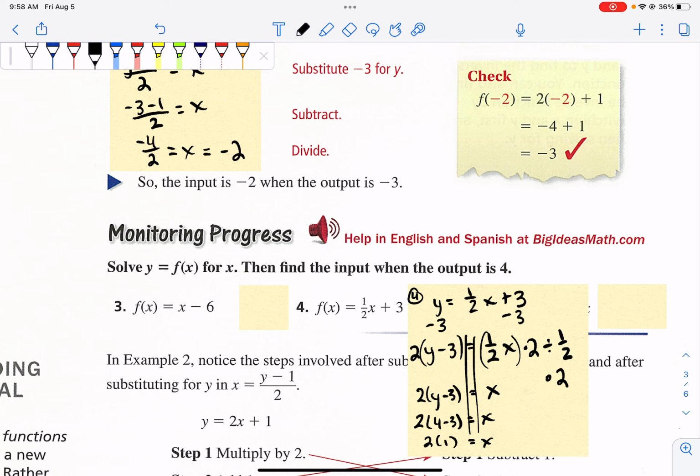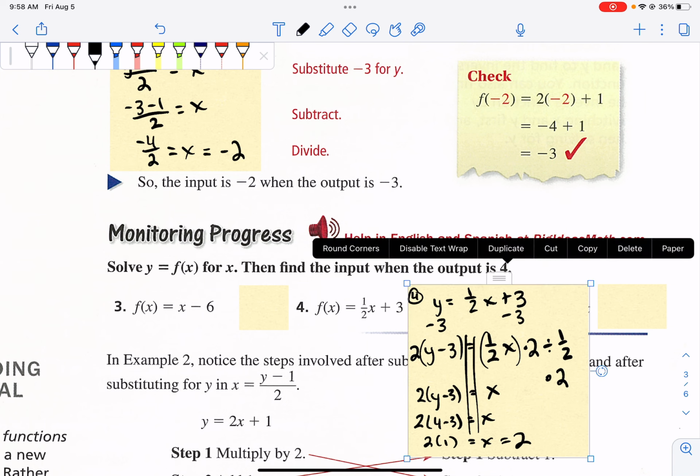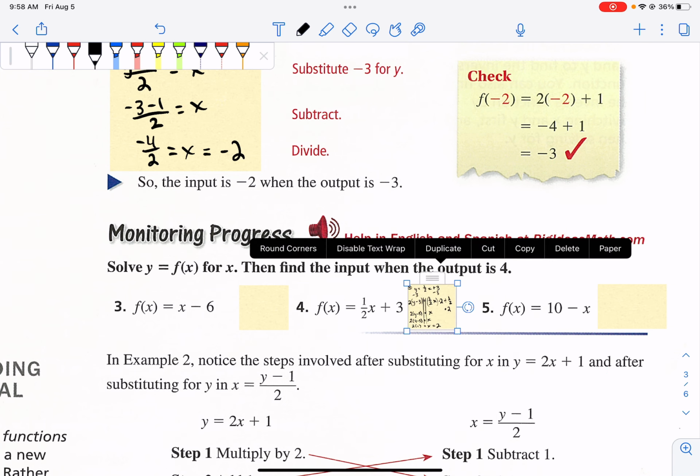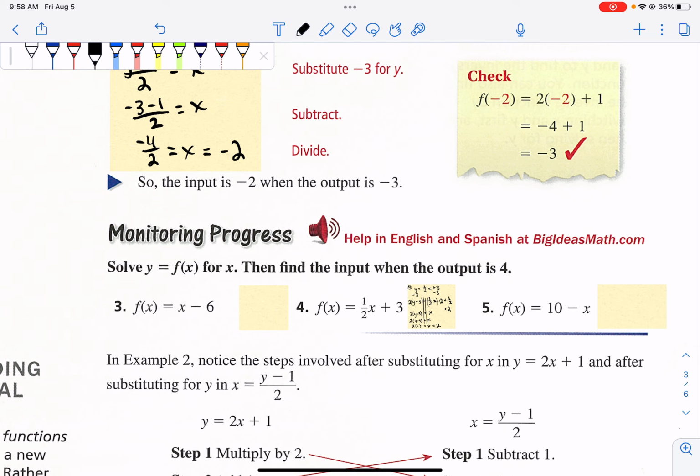Okay, what is going on? x equals 2. I didn't want you to be erased. Okay, so try numbers 3 and 5 really quick. Try those on your own. See if you can come up with the answer.